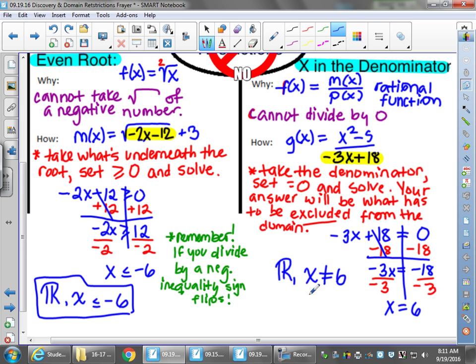That's what we mean by exclude. Because what happens if x is 6? Let's see. What's negative 3 times 6? Careful. Negative 18 plus 18? 0. So what we're saying is that 6 is the only number x cannot be. Very good. So with this, we should be good to reapproach that worksheet.